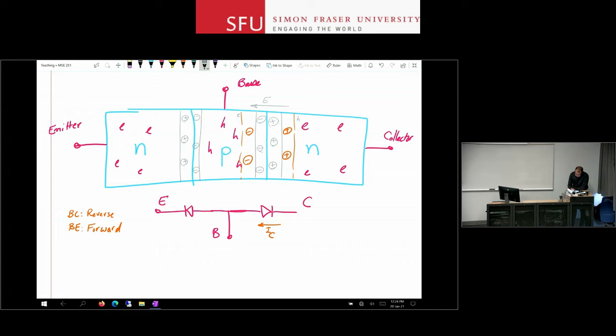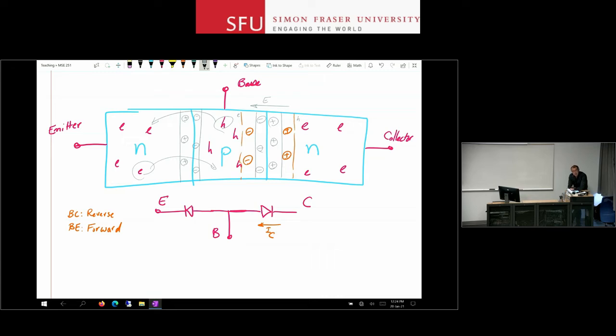By forward biasing this second junction, I make that depletion region a little bit narrower. I make it easier for the electrons on the N side and the holes on the P side to jump to the other side. As soon as I forward bias this, I expect a lot of these electrons to jump to the P side and some of these holes to jump to the N side. Good. So I'm producing a lot of electrons here in the base region.